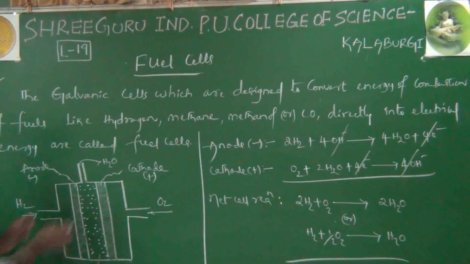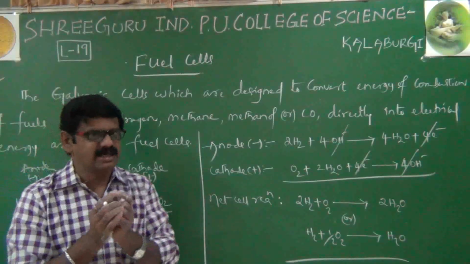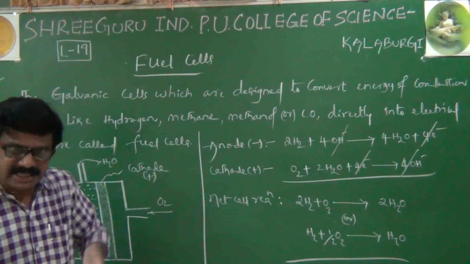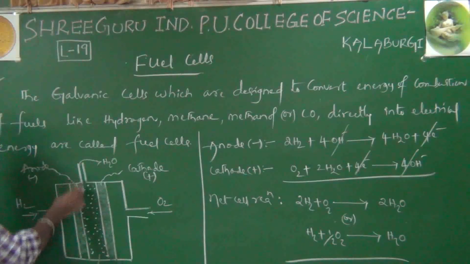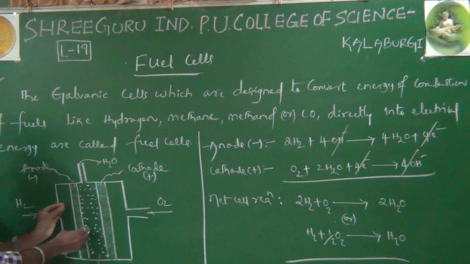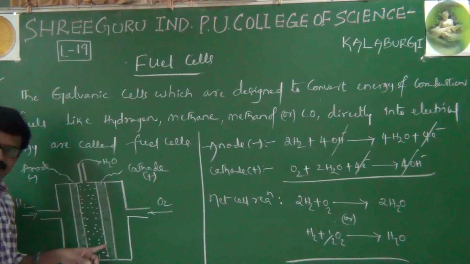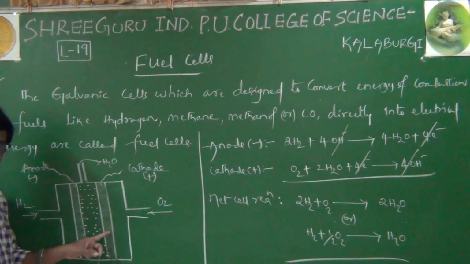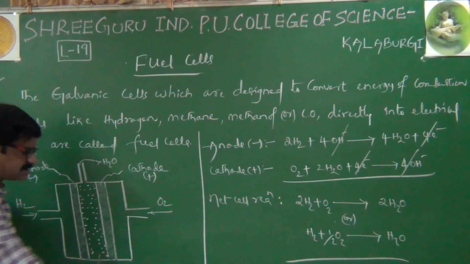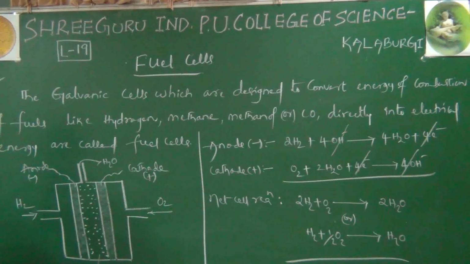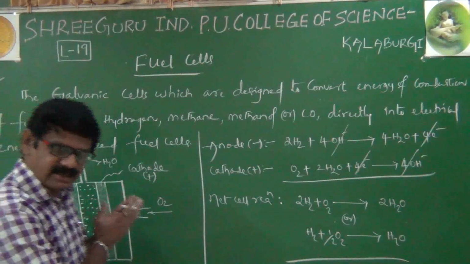Once again, these two are graphite plates incorporated with either platinum or palladium metals just to increase the rate of reaction. The graphite plate in contact with hydrogen gas is acting as anode, and the graphite plate in contact with oxygen gas is acting as cathode. Between cathode and anode we have taken an electrolyte, that is concentrated aqueous NaOH solution. Now, how is electricity generated? Let's see.